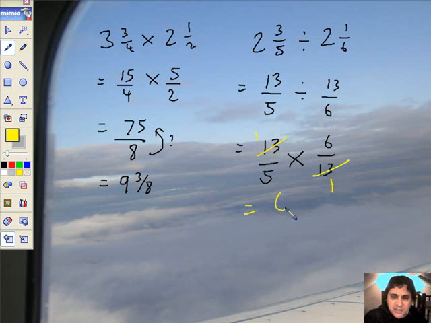1 times 6 is 6. 5 times 1 is 5. I've got 6 over 5. Top heavy fraction. 1 and a 5th. And I'm really, really happy about that one, as you can see.